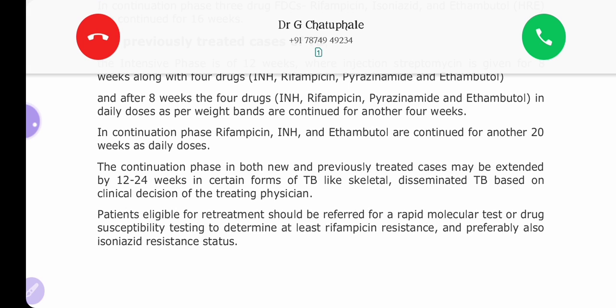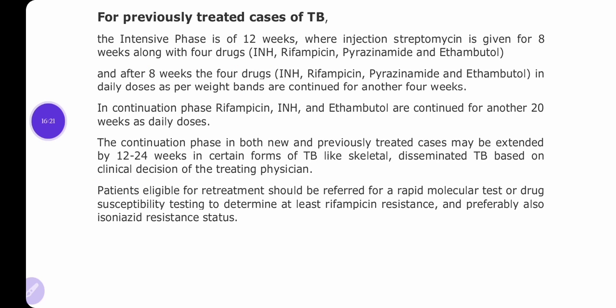Previously, we have seen it for the continuation phase. In both new and previously treated cases, it can be extended for another 12 to 24 weeks in certain forms of TB like skeletal or disseminated TB, based on clinical decisions of the treating physicians. So in extrapulmonary TB cases and skeletal TBs, the continuation phase can be extended.